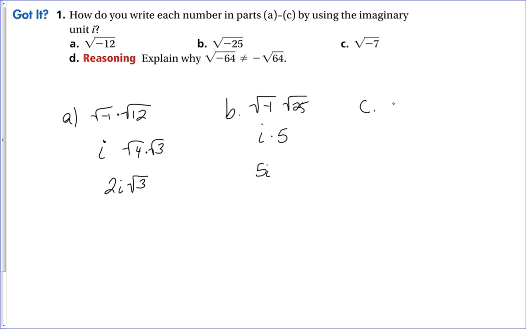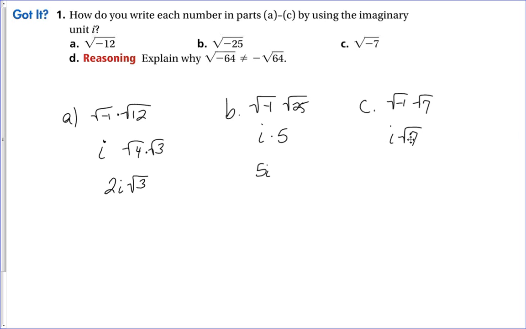All right, and C. Remember, the first thing you can do is go ahead and break it into the square root of negative 1 and the square root of 7. Square root of negative 1 is i. Square root of 7 is simply the square root of 7. So the answer here is i times the square root of 7.